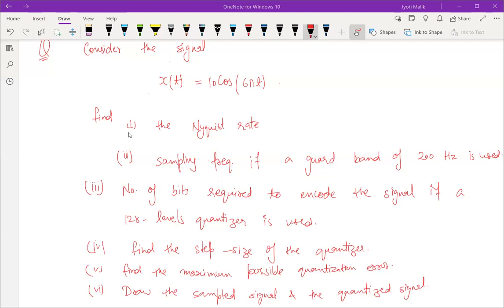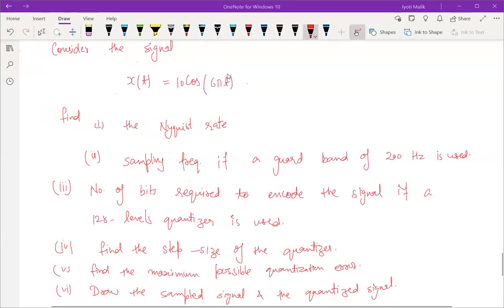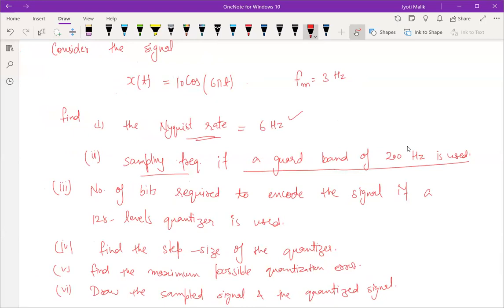Can we start? I think I have the sampling rate. Yes. So is this 3? 3 is the frequency, isn't it? fm is 3 hertz. Yes. Then what will be the Nyquist rate? 2fm, so 6 hertz. Yep. And what will be the sampling frequency if a guard band of 200 is used?